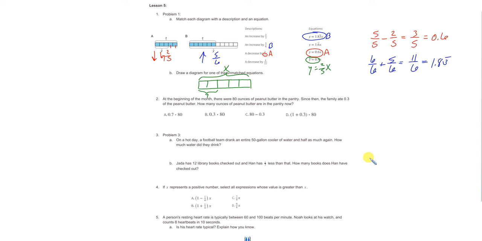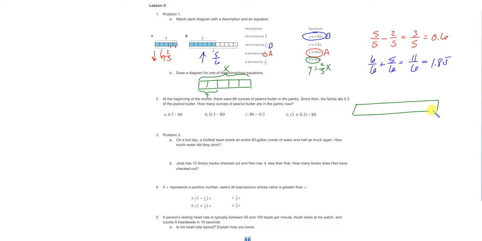Looking here at number 2, at the beginning of the month, there were 80 ounces of peanut butter in the family's pantry, and since then they have eaten 3/10 of it. And we want to know how much is left, and they've got different expressions to show how much is left. So, one way we can help describe this would be with one of our tape diagrams.